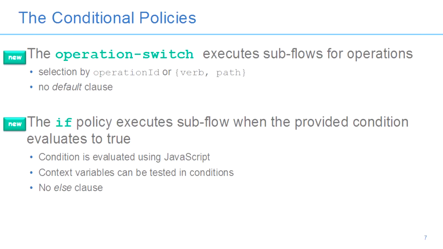Okay, so moving into a couple of new, very important additions to the assembly flow, and these are also common on both gateway offerings, or all the different offerings with either micro or DataPower gateway. We're adding operation switch, which I just mentioned, which allows you to execute a subflow very specific to an operation, and we are adding the if policy that allows you to do a subflow providing a JavaScript condition.